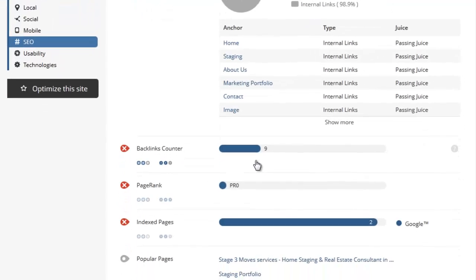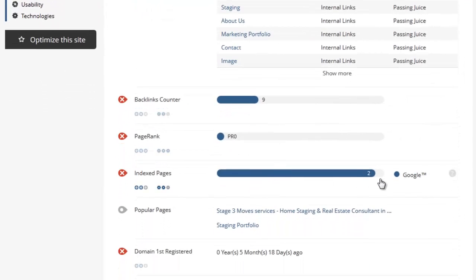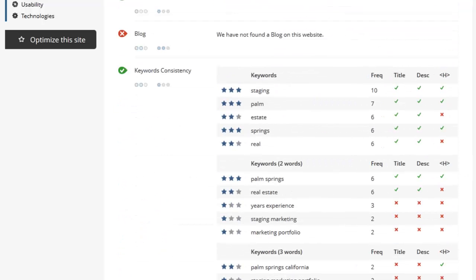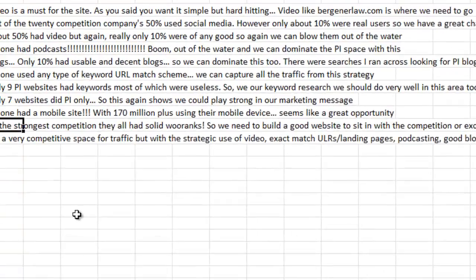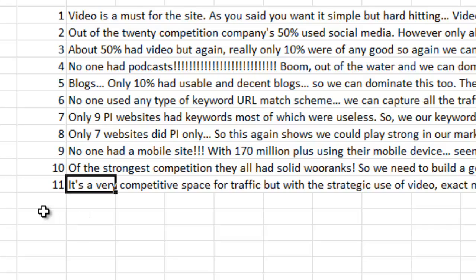Backlinks count is down to 9. Indexed pages is only 2. There's something wrong with that big time, because they have at least 5 pages, and so Google can't see it. It might mean that they have some HTML problems as well. So WooRank is one of those other things that I certainly do fold into the whole look of what we're up against. And this is a very serious competitive space.